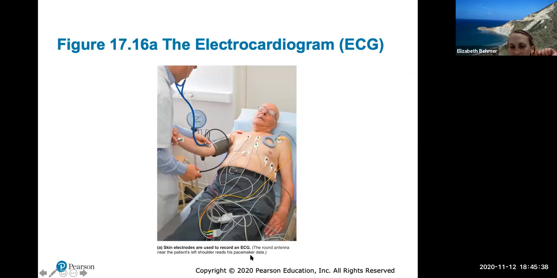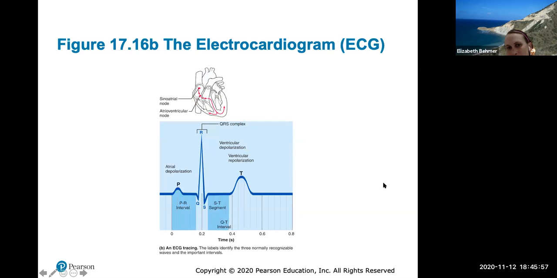So this is just a look at where the skin electrodes are used to record an ECG. The round antenna near the patient's left shoulder reads his pacemaker data. So this patient has a pacemaker in him already, but he has several leads placed throughout the body to record his ECG. So this is the electrocardiogram, and this is just a great picture showing again how the electrical impulses will pass through the atria and ventricles, and showing what an ECG tracing will read and how it will look as if you're looking into it in a clinical setting.